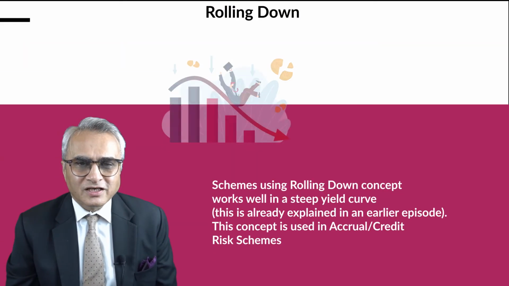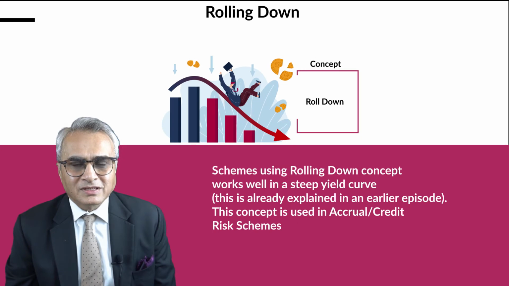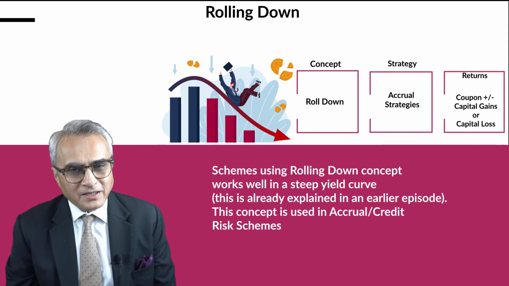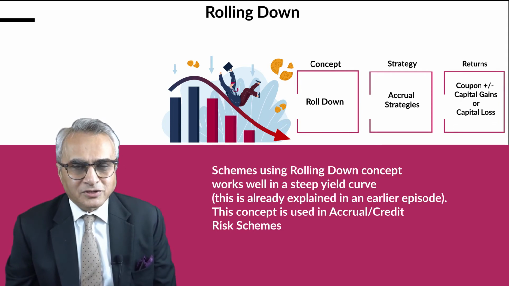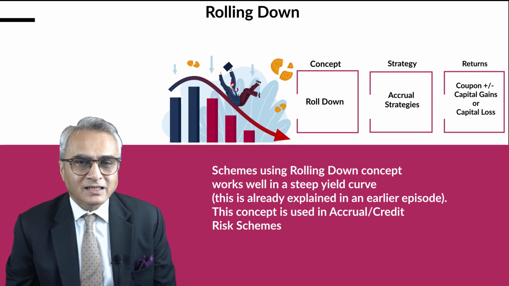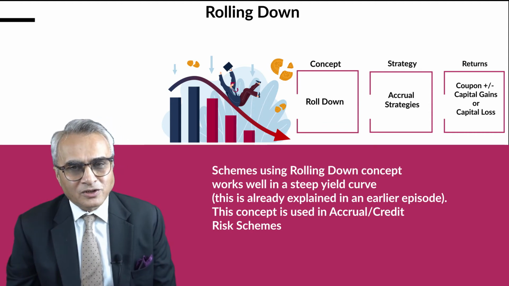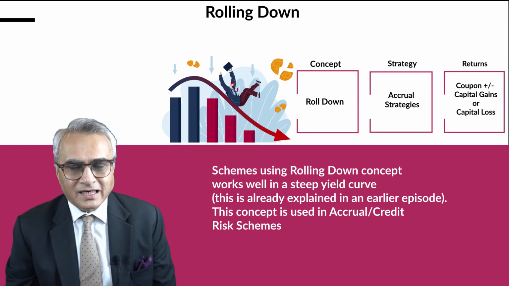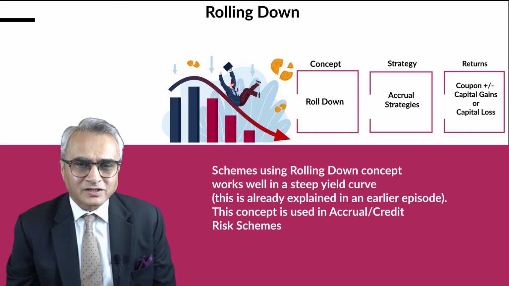Rolling down concept is used effectively to construct schemes like accrual and credit risk space in a steep yield curve scenario. I have explained this concept of steep yield curve in an earlier episode. Just to reiterate, let us assume there is a steep yield curve scenario. A 6-month paper will quote lower yield versus a 12-month paper which will quote higher yield than a 6-month paper, and an 18-month paper will quote a higher yield than even a 12-month paper. That is what we call a steep yield curve scenario. Just for an example, 6% for 6 months, 7% for 12 months and 8% for an 18-month paper.